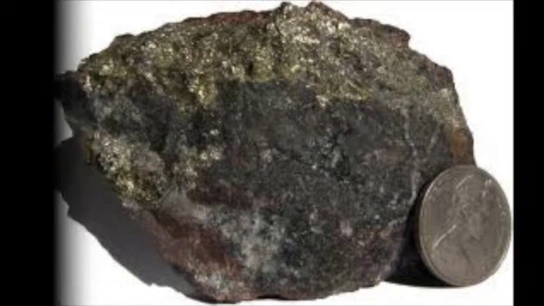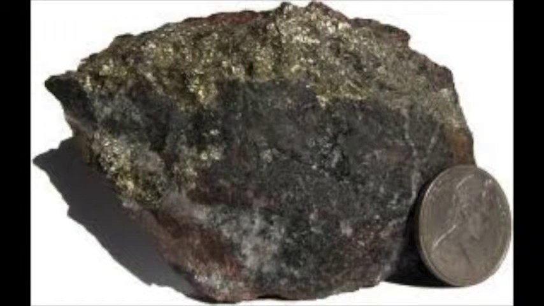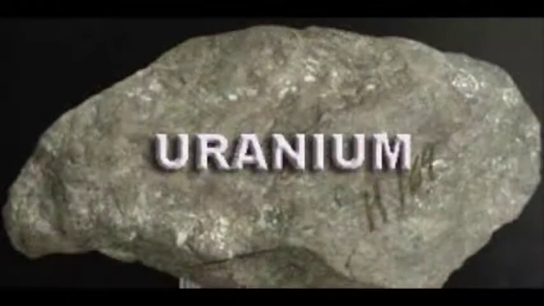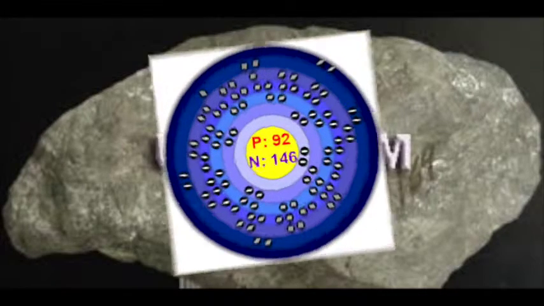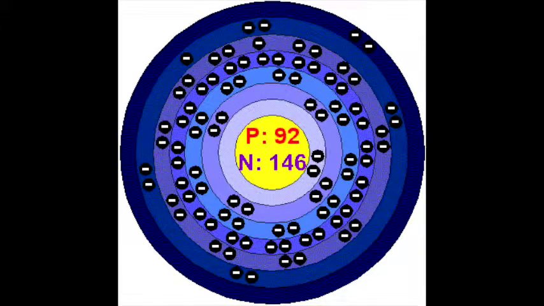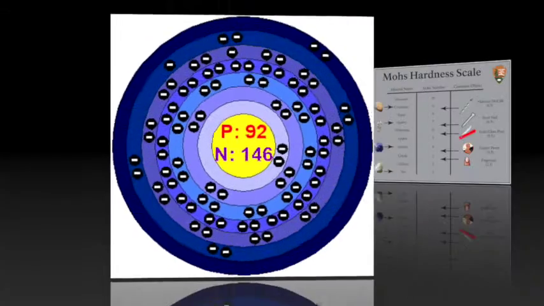Its valence will always be either 2, 3, 4, 5, or 6. Valence 4 and 6 are most common. Uranium is a rare earth metal. To the naked eye, uranium looks like a rock. On the atomic level, it has 92 protons and electrons and 146 neutrons.